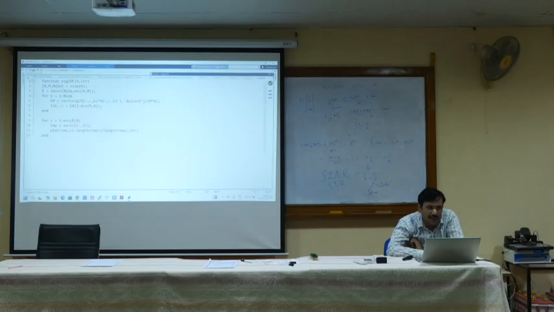Here I am taking the size, and in E I am storing the eigenvalues. So min of M comma N means the number of eigenvalues. The number of eigenvalues of a matrix is equal to min of M comma N. Okay.